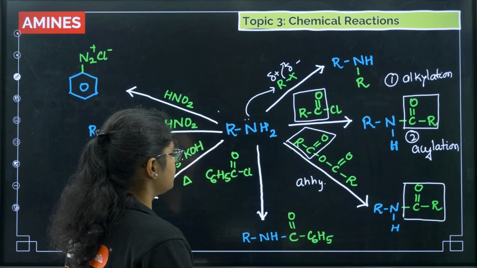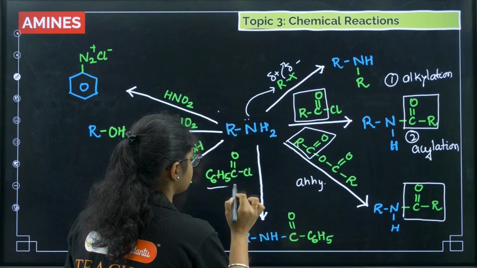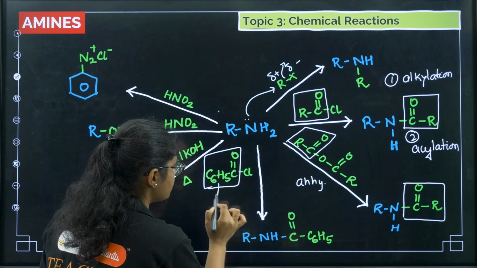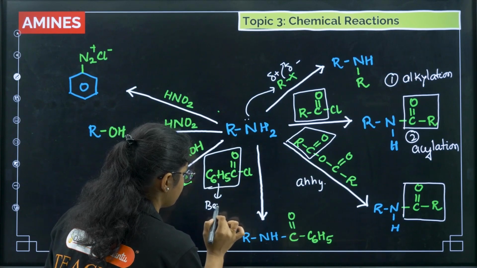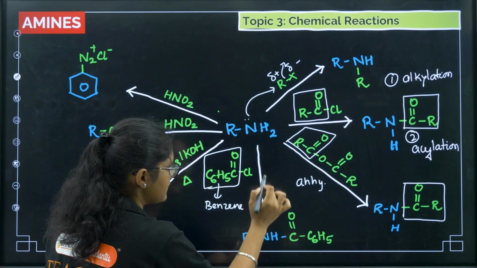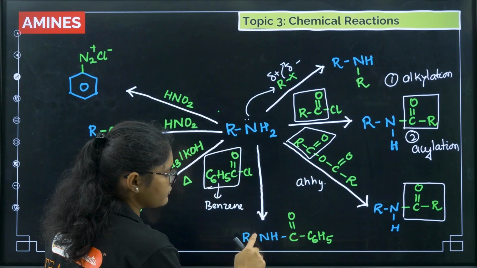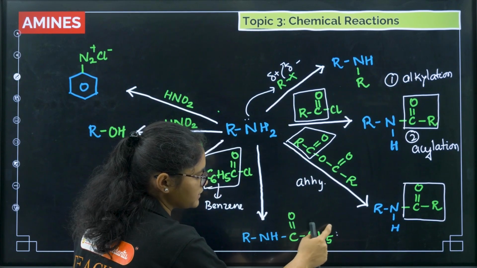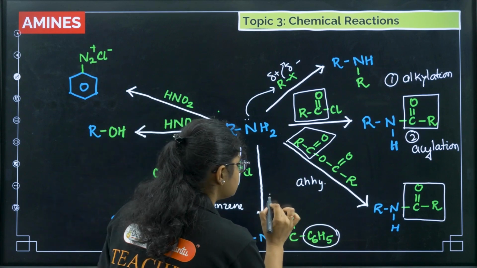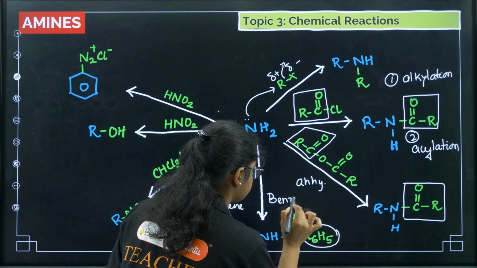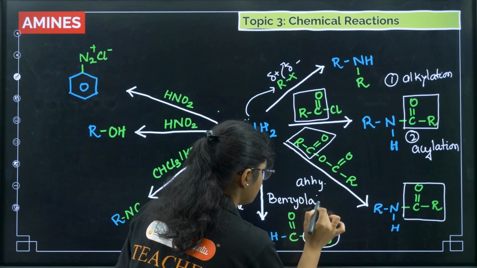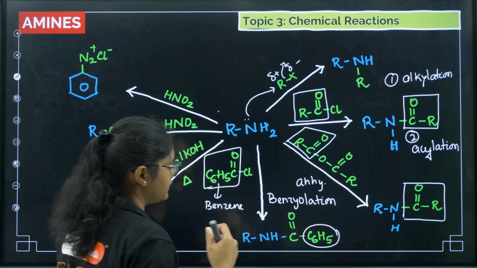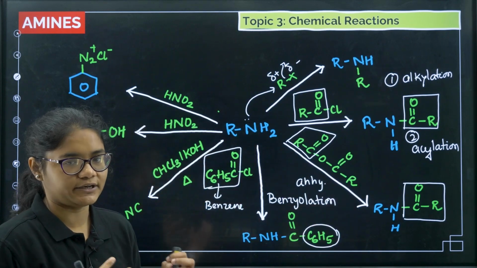And you can also do this if this R group is a benzene ring. In case it is a benzene ring, you can see one of the hydrogens of the NH3 group or NH2 group has been replaced with a benzene group here. So this is called benzoylation. Very similar to acylation, but a different name is given and it is called benzoylation.